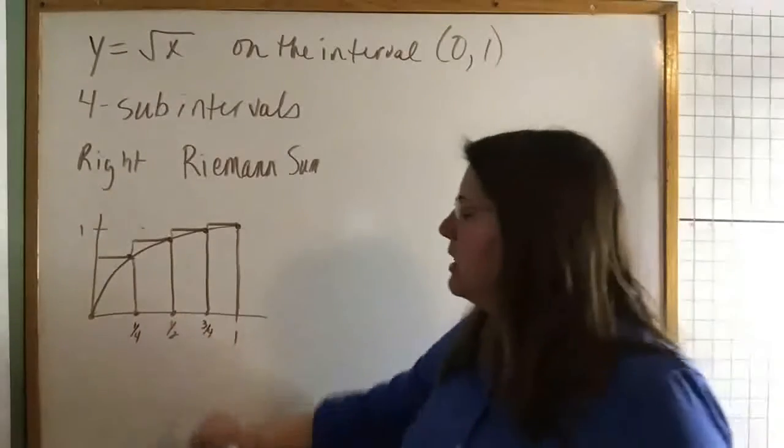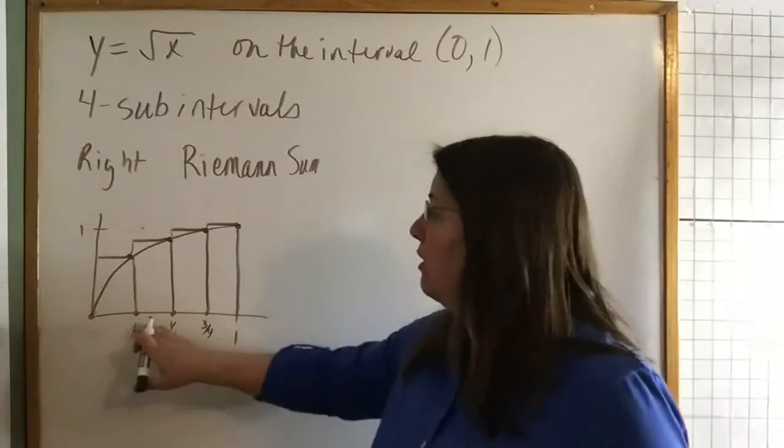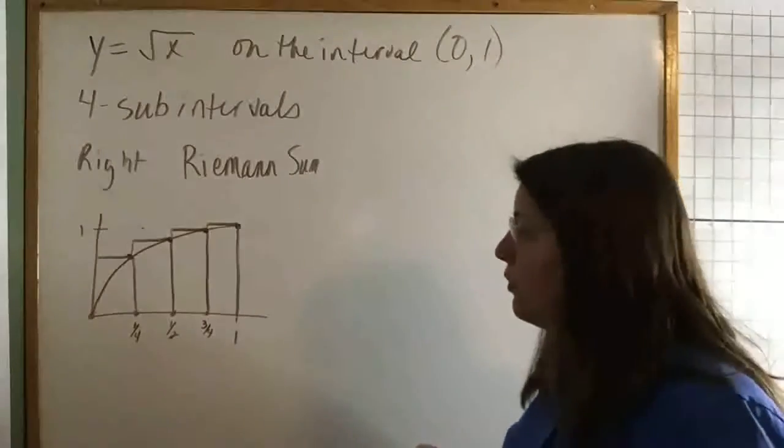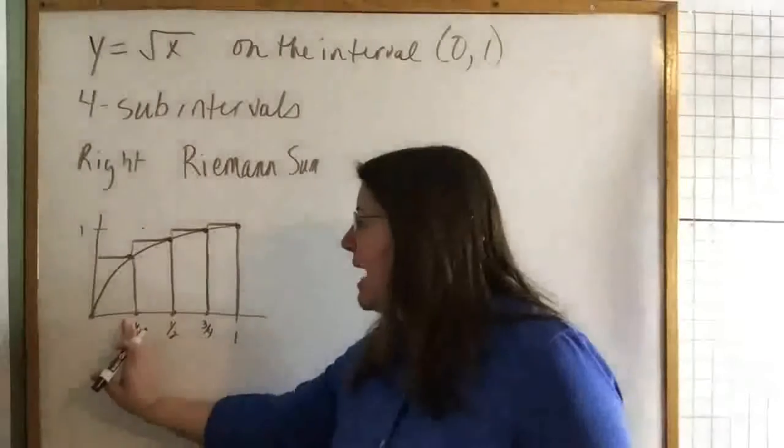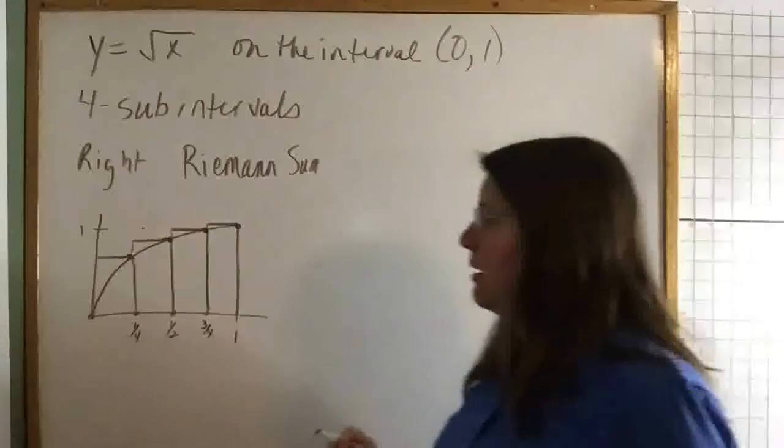If I look at this, again, the width of all of these rectangles is still 1/4, and I can get the height of each of the rectangles by looking at where I've drawn that height up.